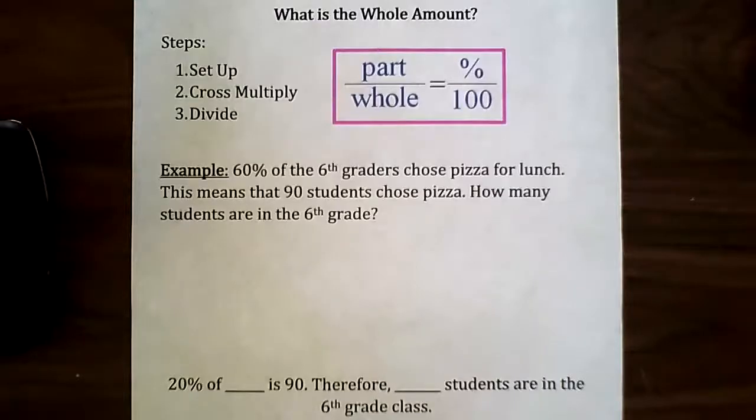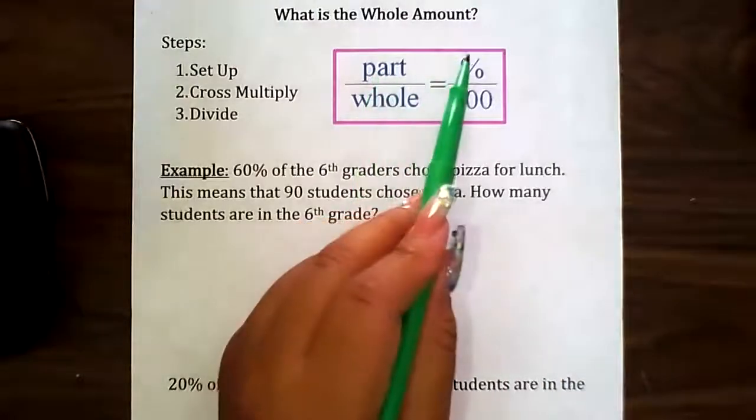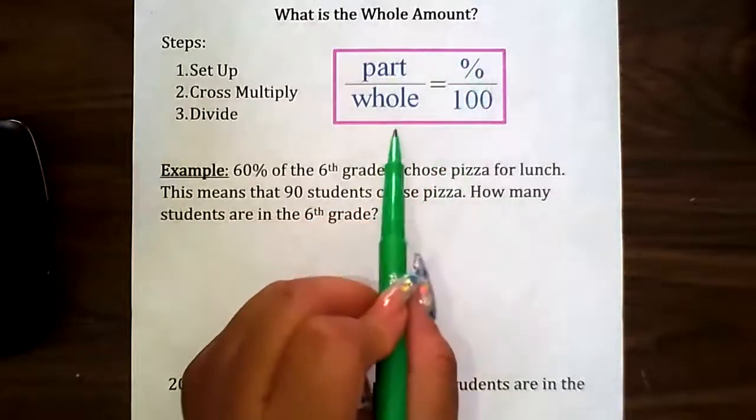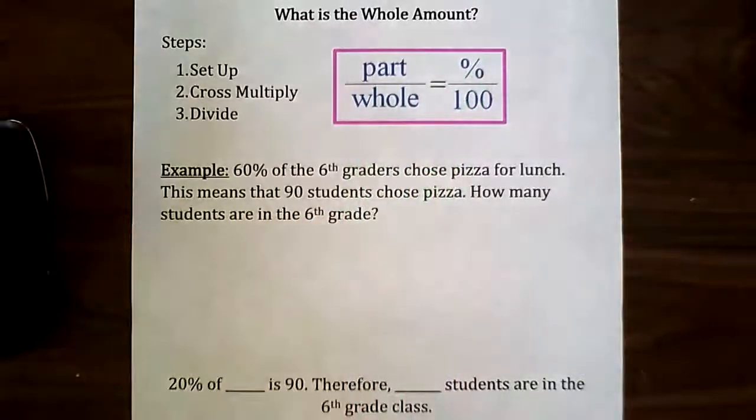All right, guys, today we are still working on finding what is the whole amount. Thus far, we've solved for the part, we've solved for the percent, we've also solved for the whole, but now, of course, we got to jazz it up and do some word problems. So we want to remember that we are using proportions to solve for the whole amount.